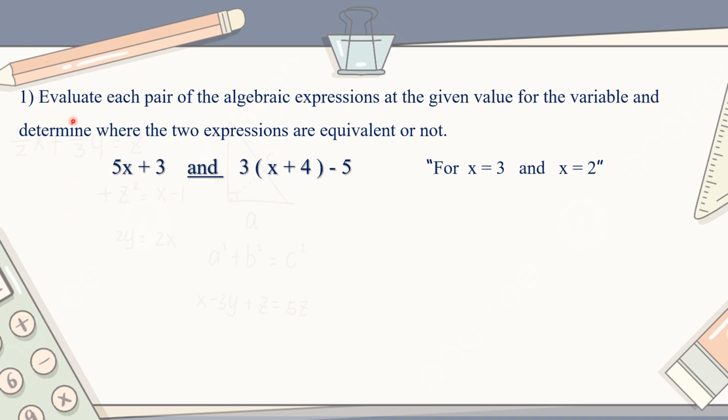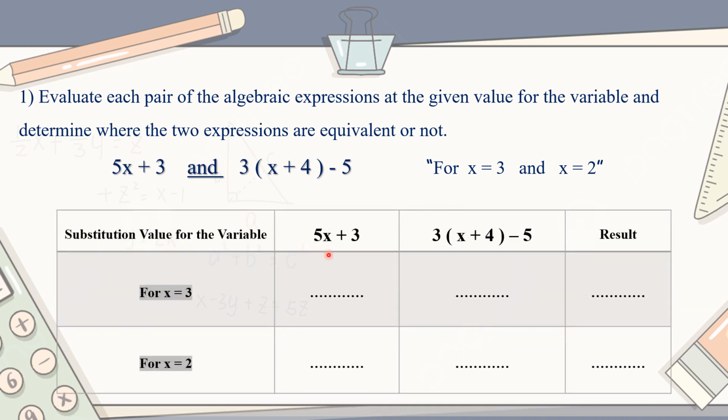Exercise number 1. Evaluate each pair of algebraic expressions at the given value for the variable and determine whether the two expressions are equivalent or not. The first expression, 5x plus 3, and the second one, 3 multiplied by the quantity x plus 4, minus 5. We will take two values of x to substitute with, 3 and 2.